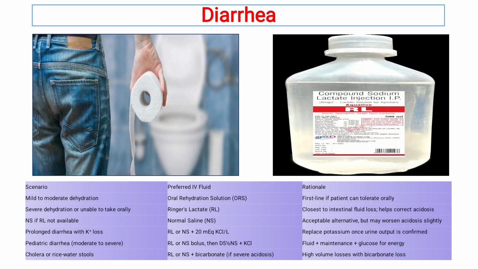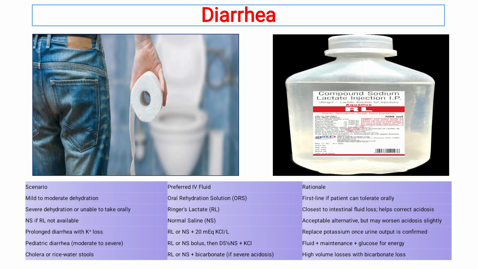If the patient presents with diarrhea, in mild to moderate dehydration, the oral rehydration solution is the first line if the patient can take orally. In severe dehydration, or if the patient can't take orally, then RL is preferred as its composition is closest to the intestinal fluid loss, and it helps in correcting the acidosis.